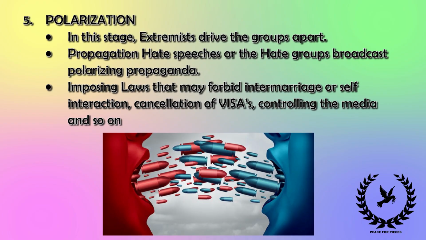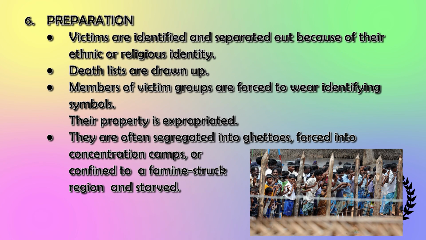The fifth stage is polarization. In this stage, extremists drive the groups apart, propagating hate speeches, or hate groups broadcast polarizing propaganda, imposing laws that may forbid intermarriage or social interactions, cancelling of visas, controlling the media, and so on. The sixth stage is preparation. Victims are identified and separated out because of their ethnic or religious identity. Death lists are drawn up. Members of the victims' groups are forced to wear identifying symbols. Their property is expropriated. They are also segregated in ghettos, forced into concentration camps, or confined to a famine-struck region and starved.